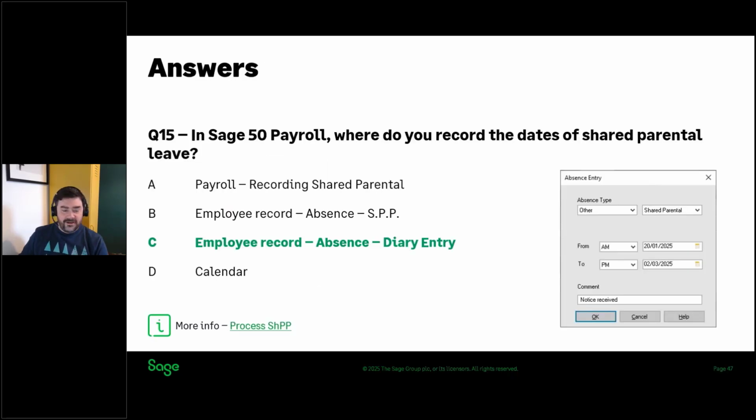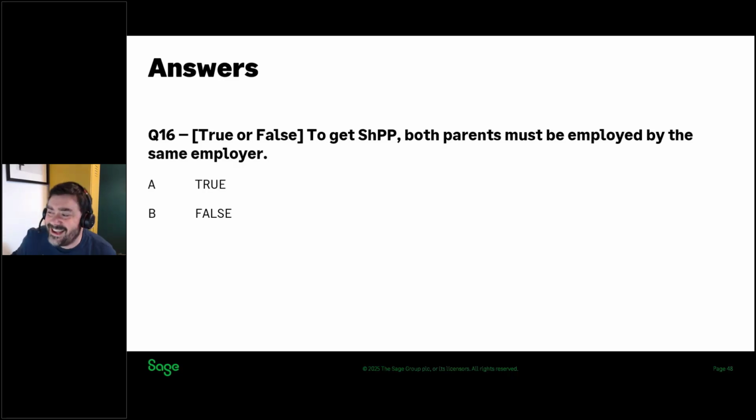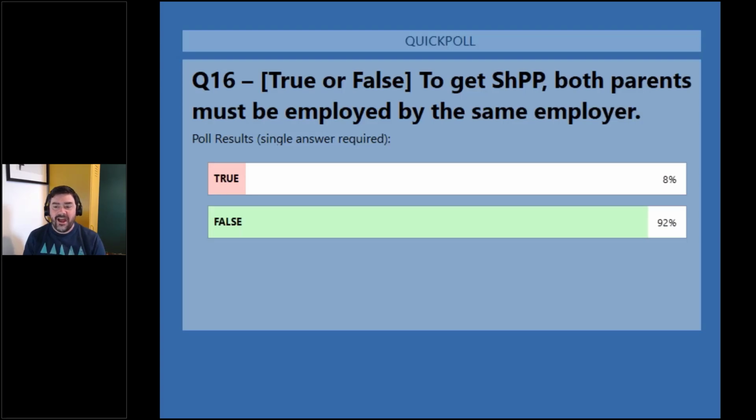I've flown forward a bit too quickly there, but true or false, to get SHPP, both parents must be employed by the same employer. Let's see what you said on this one. I think most of you got this one right. We had 92% of you saying that statement is false. 8% think it's true. Who got that one right? Let's have a look.